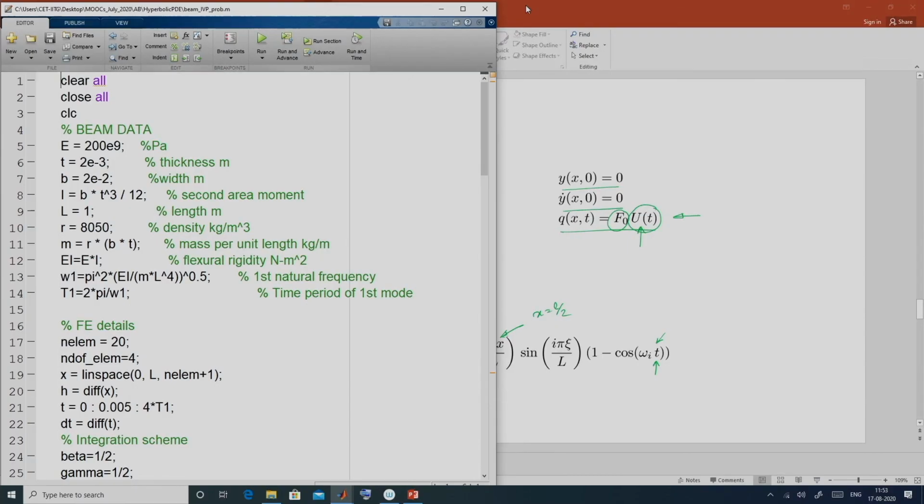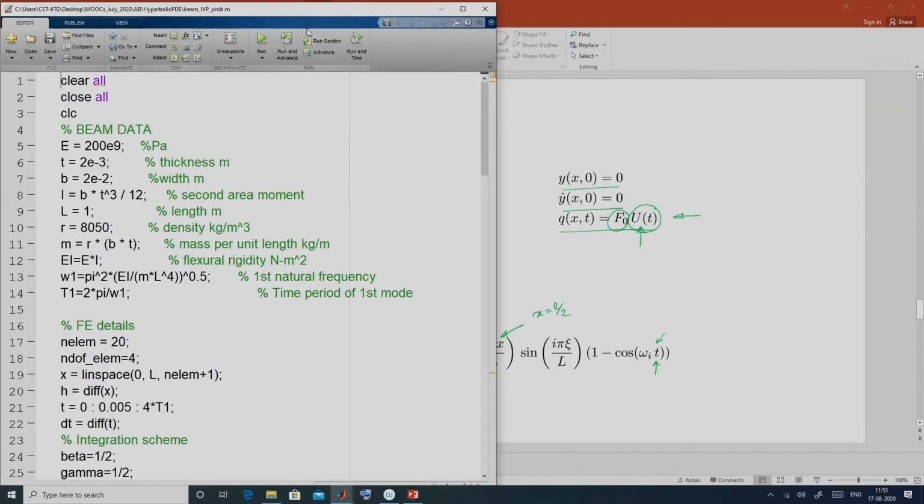So, we mention the initial displacement and initial velocity. The transverse load or external excitation remains 0 for the rest of the time. And we will find out how y changes with x and t.